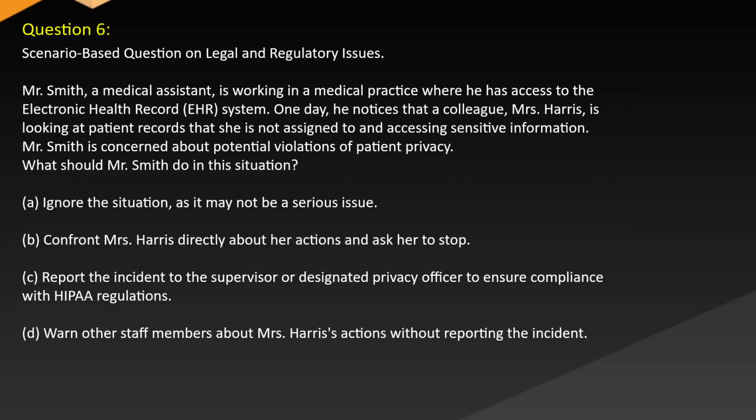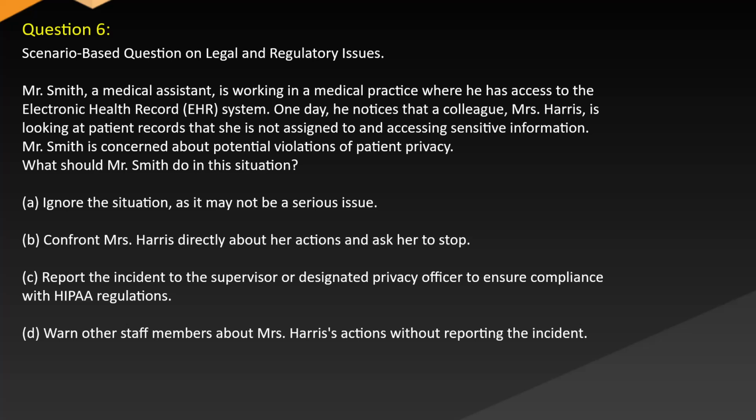health risks. Question 6. Scenario-based question on legal and regulatory issues. Mr. Smith, a medical assistant, is working in a medical practice where he has access to the electronic health record (EHR) system. One day, he notices that a colleague, Mrs. Harris, is looking at patient records that she is not assigned to and accessing sensitive information. Mr. Smith is concerned about potential violations of patient privacy. What should Mr. Smith do?